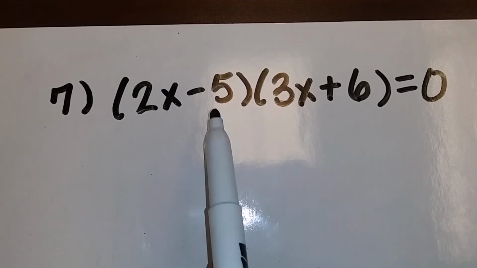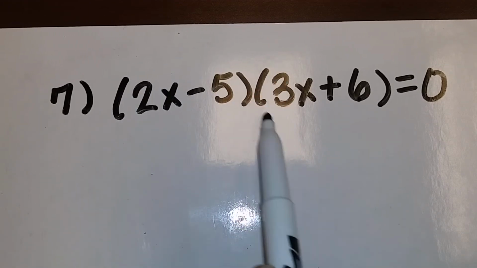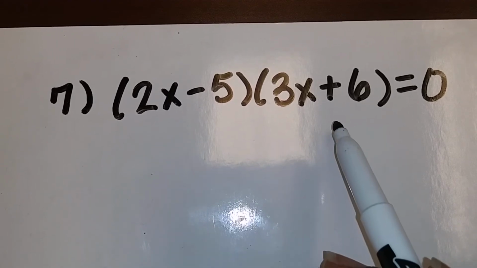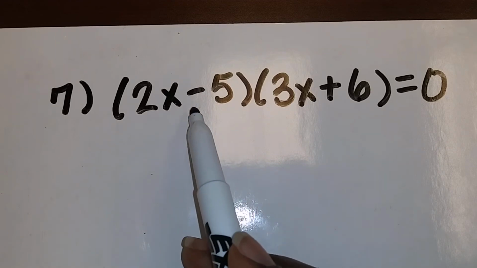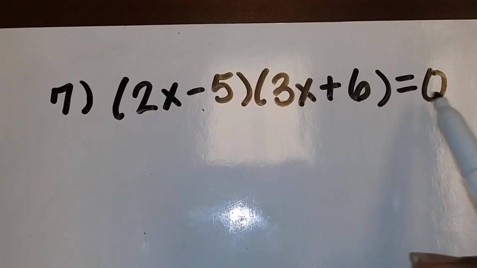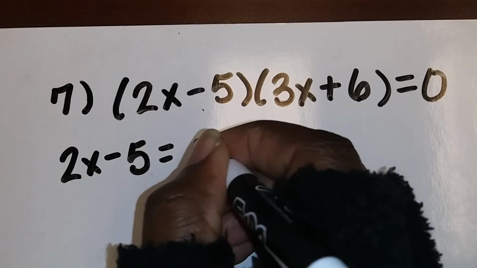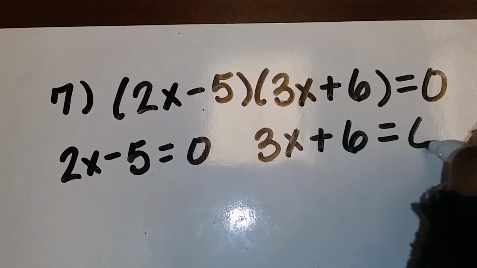So this is called factored form. When I see something times something else, that is in factored form. This is a good thing because when I'm solving equations and I'm going to have more than one answer, factored form is excellent. So if it's in factored form, we just take each parentheses and set it equal to 0. I have 2x minus 5 equals 0. And then 3x plus 6 equals 0.